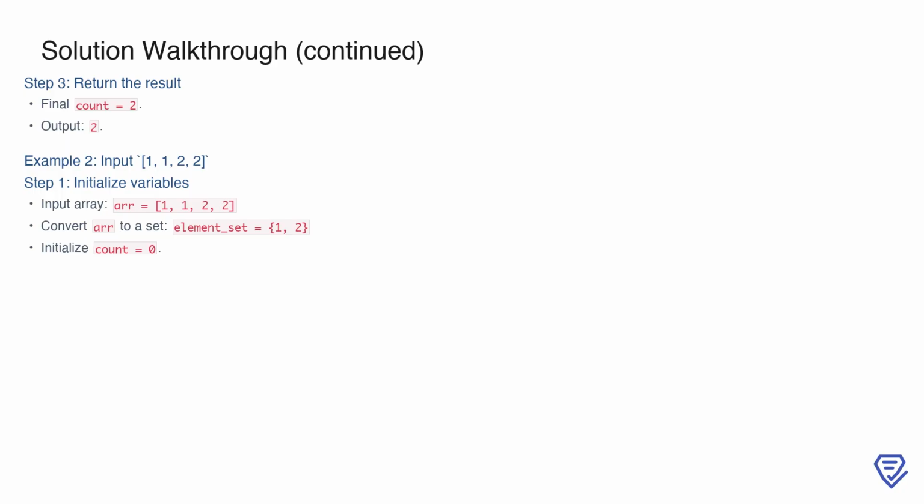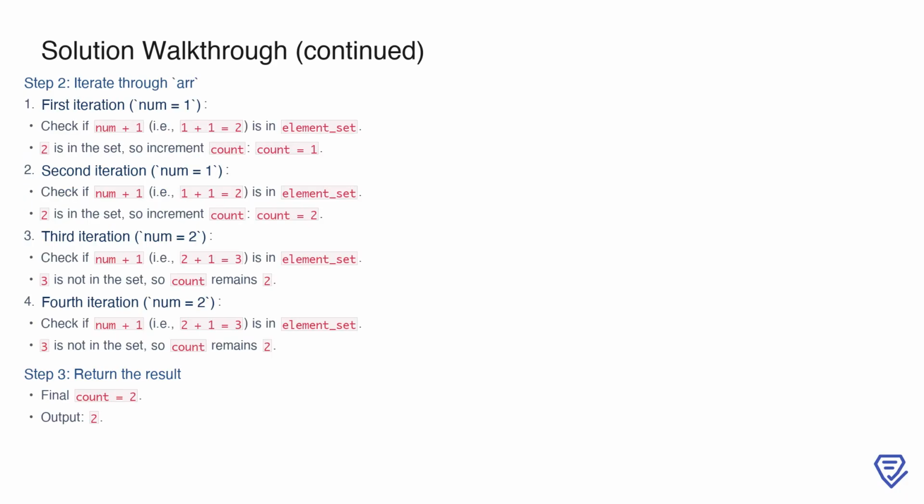Again, we begin by initializing our variables. The input array is stored as ARR equals 1, 1, 2, 2, and we convert it to a set to get element_set equals 1, 2. Note that even though the input array contains duplicate values, the set automatically removes duplicates, leaving us with just the unique values. We also initialize count to 0, as we'll use it to count how many elements satisfy the condition.